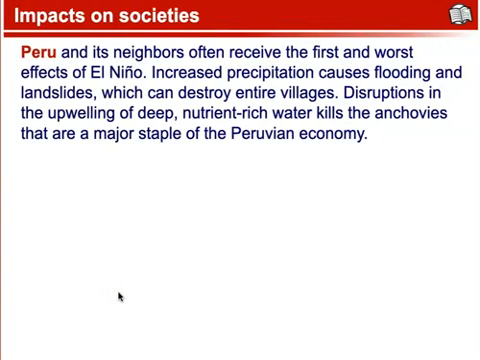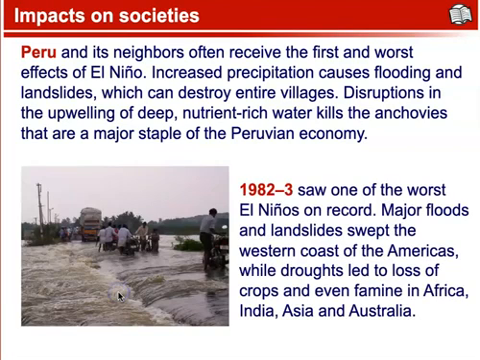Impacts on societies. Peru and some of its neighboring countries often receive the first and worst effects of El Nino. Increased precipitation causes flooding and landslides, which can destroy entire villages. Disruptions in the upwelling of deep, nutrient-rich water kills the anchovies that inhabit that portion of our Pacific Ocean. This is a major staple of the Peruvian economy, and as such, it leads to major interruptions.